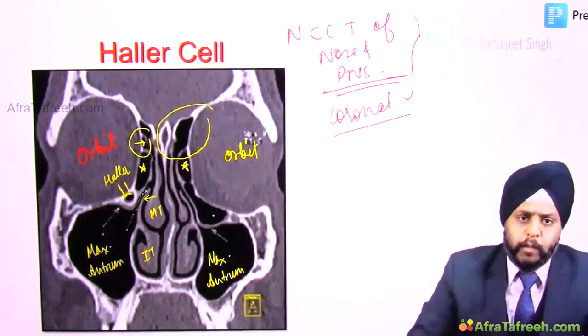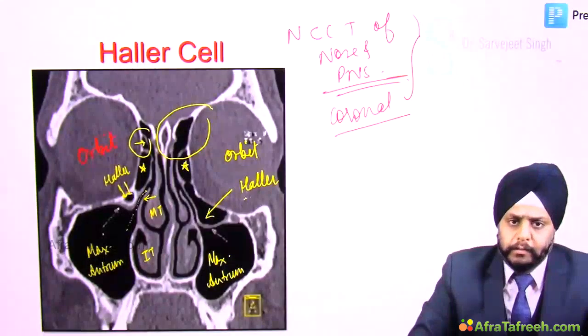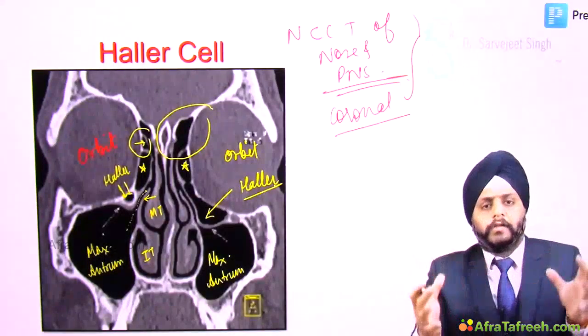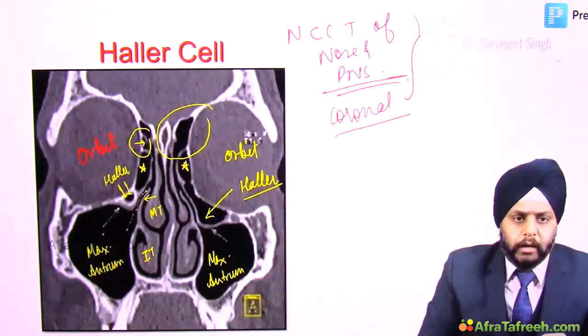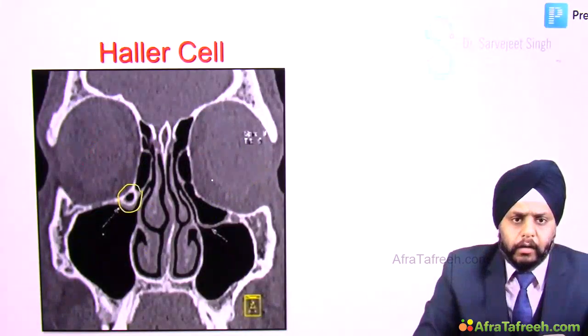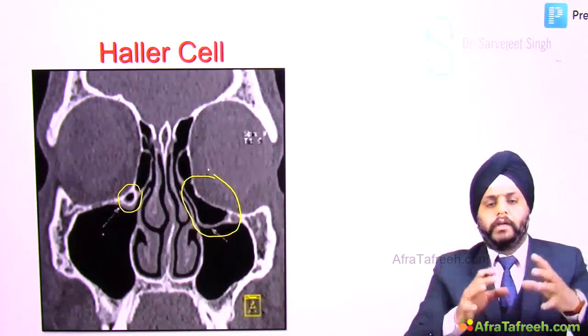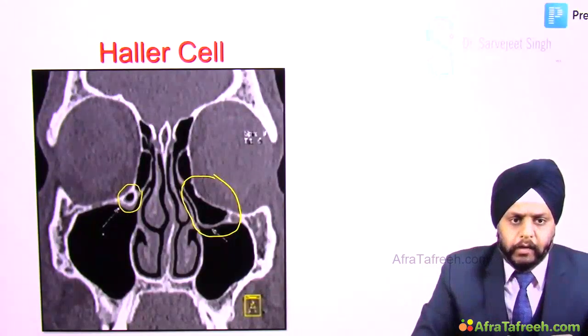What do we see below? We can see over here there is a Haller cell, and you see, it's a big Haller cell. Let's compare the Haller cell of the right side with the left side. On the left side, the Haller cell is much bigger, right?